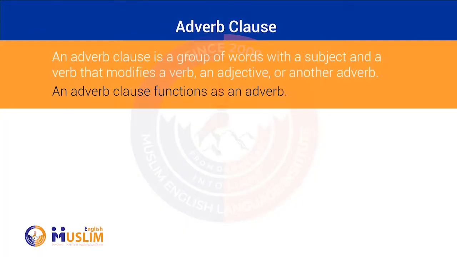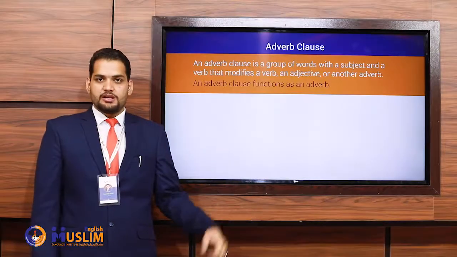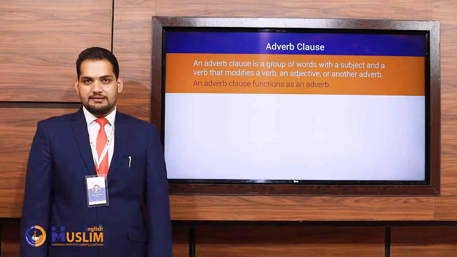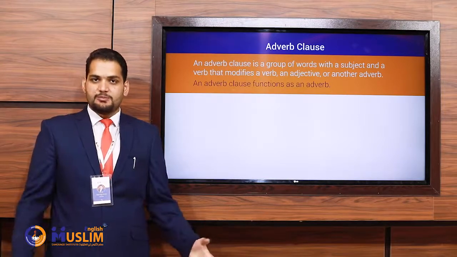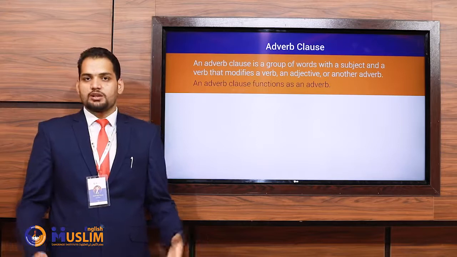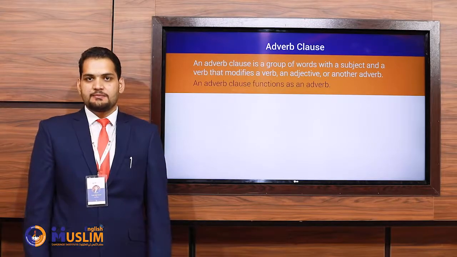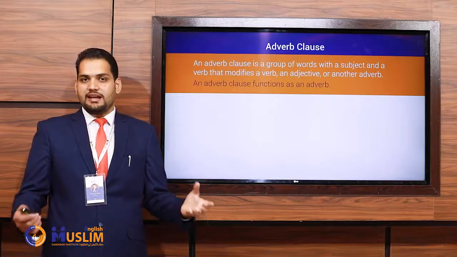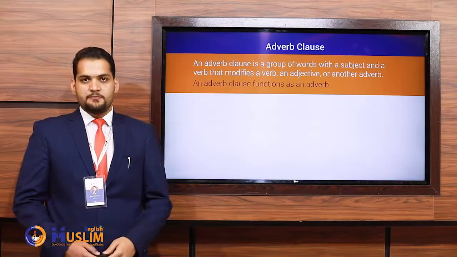An adverb clause is a group of words with a subject and a verb that modifies a verb, an adjective, or another adverb. In other words, an adverb clause is used just like an adverb in a sentence. It modifies a verb, or an adjective, or another adverb in a sentence. Or simply, it gives more information about a verb, an adjective, or adverb.